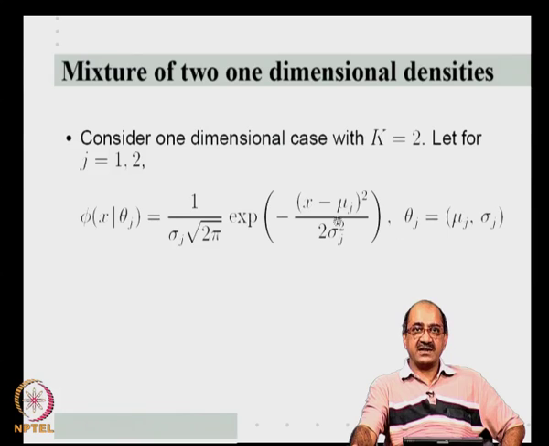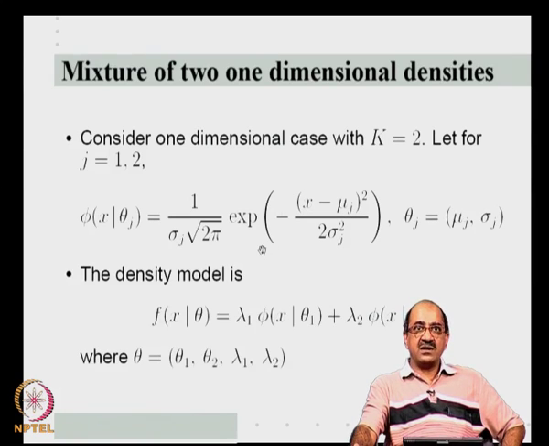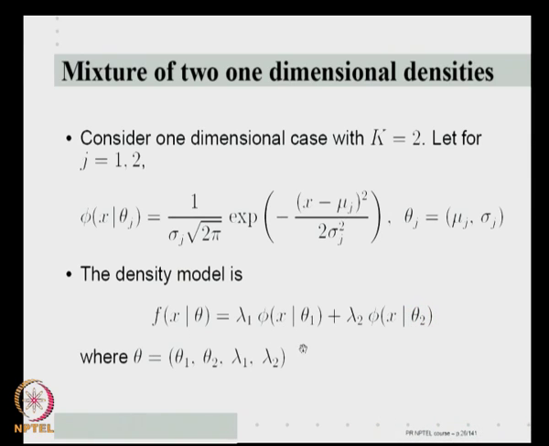This is the phi(x | theta_j), and let us say our density model is a mixture of two such normals. So, f(x | theta) = lambda_1 phi(x | theta_1) + lambda_2 phi(x | theta_2). Here phi(x | theta_1) is normal with parameters theta_1, namely mu_1 and sigma_1. Phi(x | theta_2) is normal with parameters theta_2, namely mu_2 and sigma_2. So, f itself will have parameters given by theta: theta_1, the parameters of this density, theta_2, the parameters of this density, and the two mixing coefficients.